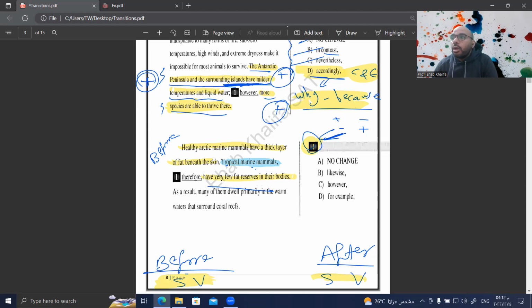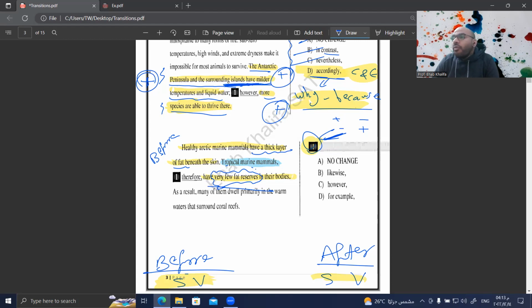Mr. Sulaiman, if we find contradiction, do not waste your time with cause and effect. Okay? For example, here, healthy Arctic marine mammals have a thick layer of fat. This is what comes before, a thick layer of fat. And in what comes after, very few fat reserves. Can you figure out the contradiction now between what comes before and what comes after?